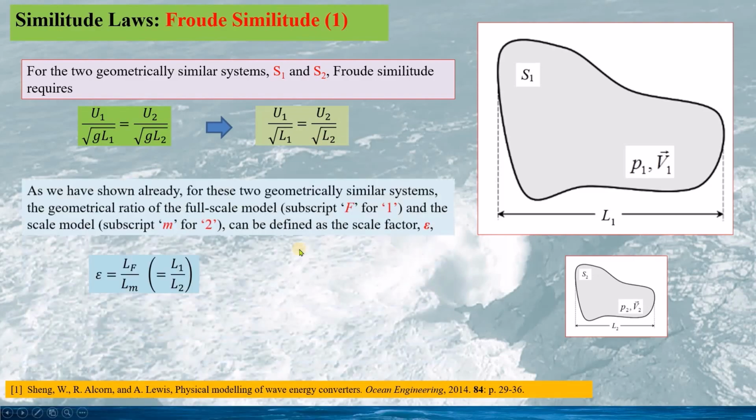So if we take system 1 as the full-scale model, and system 2 as the scale model, then we can define the scale factor epsilon as this, and based on Froude similitude, we can obtain the ratio of the velocities for the full-scale device and the model scale device in this form, which is the square root of the scale factor epsilon.